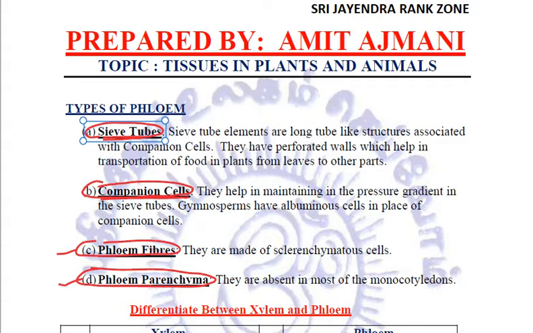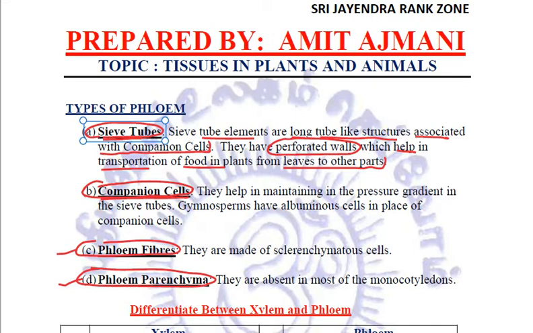Now, talking about sieve tubes. These sieve tube elements are long tube-like structures which are associated with companion cells. They have perforated walls. They have the walls having perforations in them, holes in them. And these perforated walls help in transportation of food in plants from leaves to other parts, right? So sieve tubes have perforated walls. We need to remember. Now talking about the companion cells.